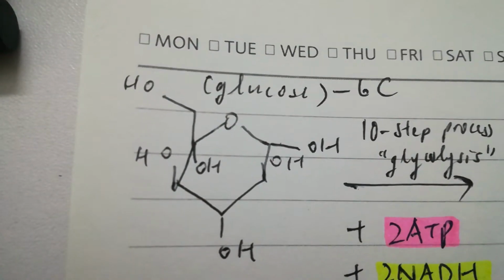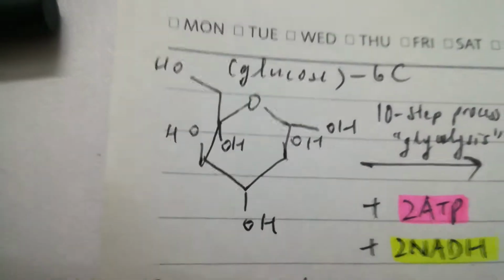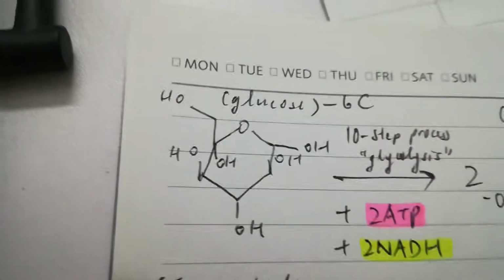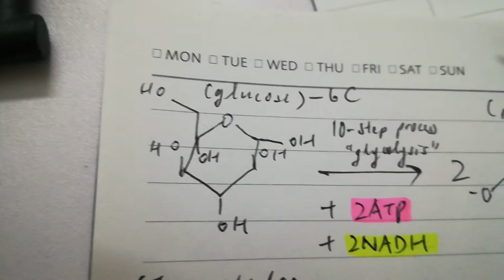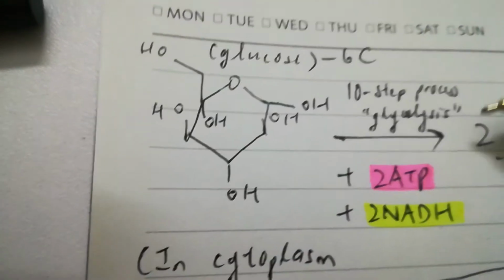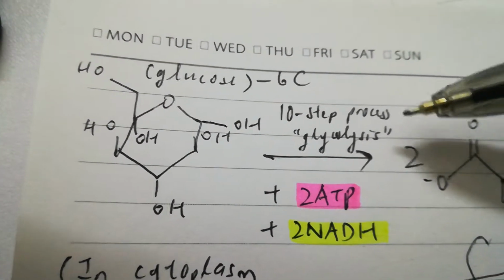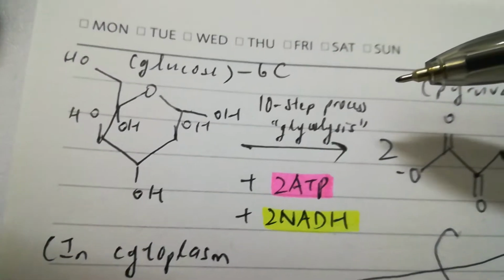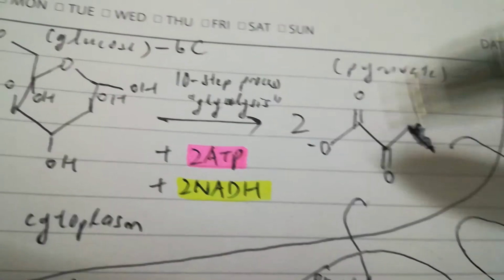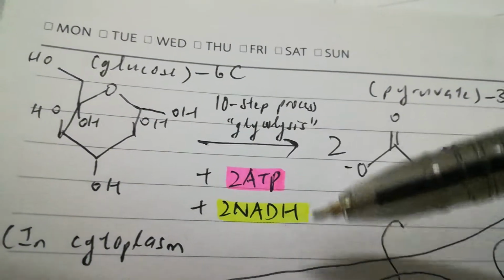So this is cellular respiration, and let us start with the molecule of glucose. Now, before we enter the mitochondrion, the glucose undergoes a 10-step process, shown here, that breaks it down. It's called glycolysis. So at the end, you get two pyruvates, a 3-carbon molecule, two ATPs, and two NADHs.